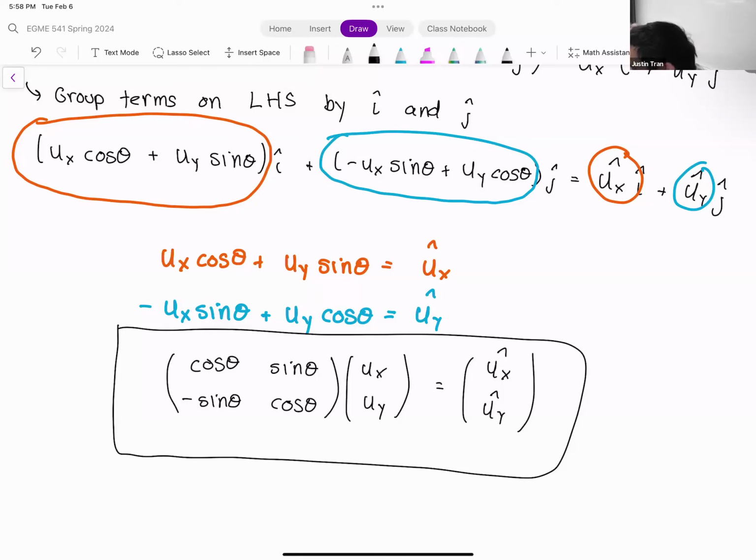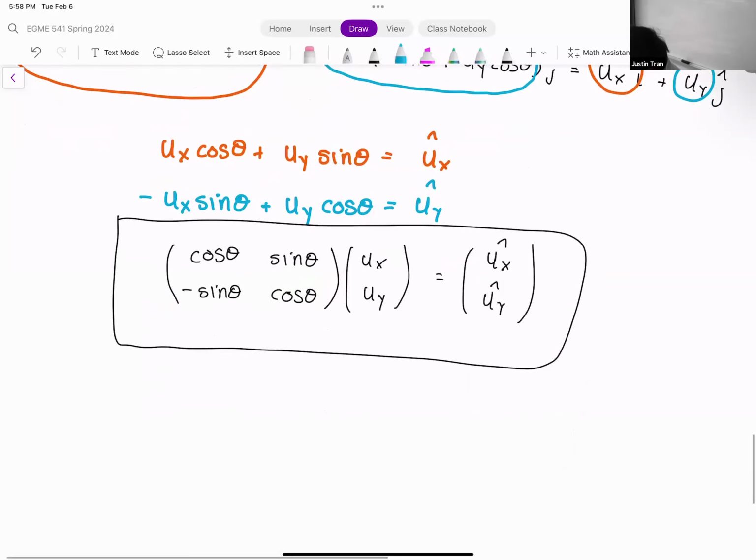So let's debrief this for a second, because we've kind of come a long way here. Let's talk about exactly what we're looking at. Let's start with the vectors. We have ux and uy here. Let's remind ourselves what this is. Ux and uy, these are the components of our u vector in the original standard coordinates.